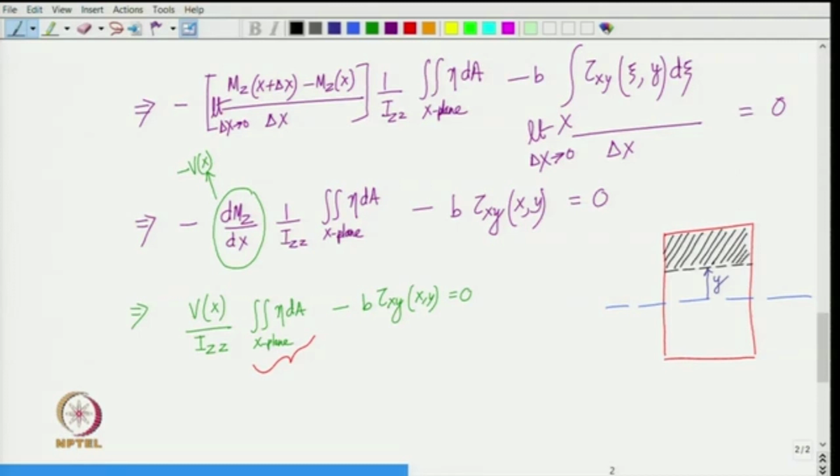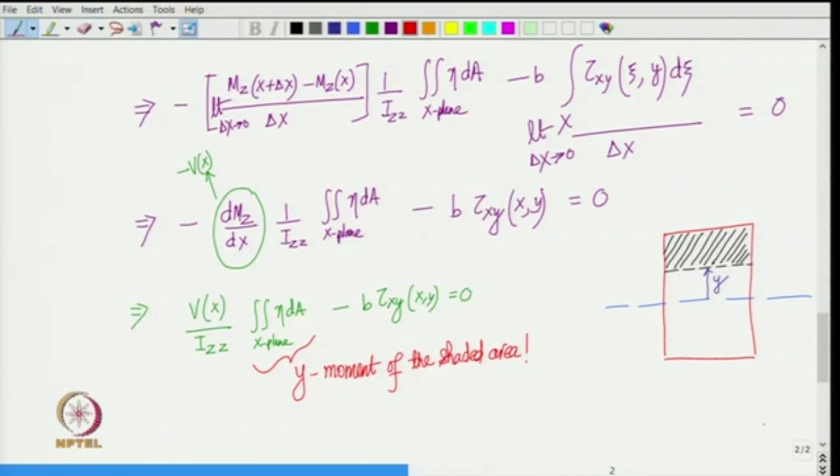And the integration here, which is integral of eta dA, is nothing but the y moment of the shaded area, is it not? So, this is the y moment of the shaded area, right, because it is integral of eta dA, where eta is the y coordinate.